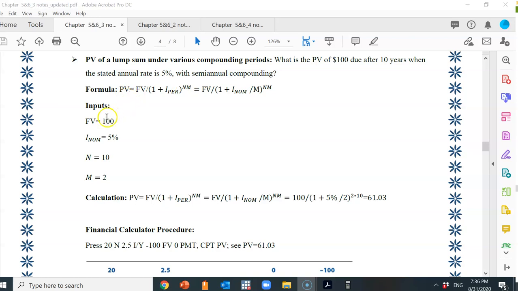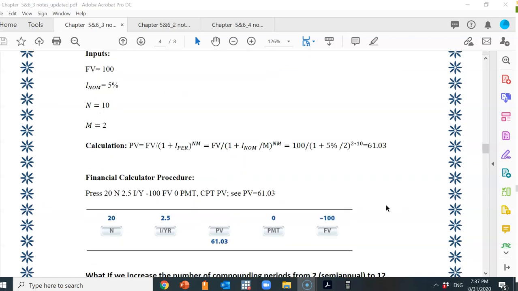Okay, so here we have future value of 100, nominal rate as 5%, n as 10, m as 2 still. All the inputs are very similar. So our present value here would be this $100 divided by 1 plus the nominal rate 5% divided by 2 compounding periods per year, so the periodic rate becomes 2.5%, to the power of compounding periods per year, which is 2, multiplied by number of years 10. So we have 20 periods, 20 half years. Okay, so the total present value should be 61.03.